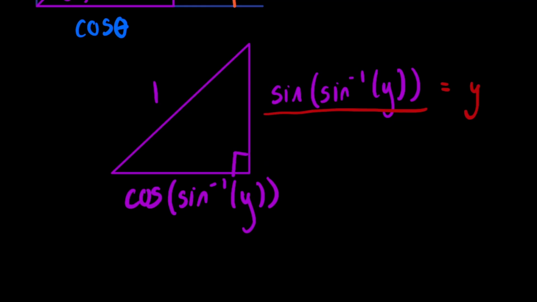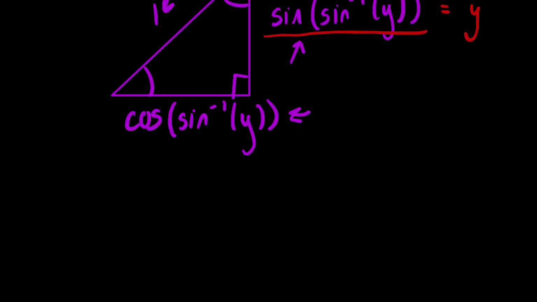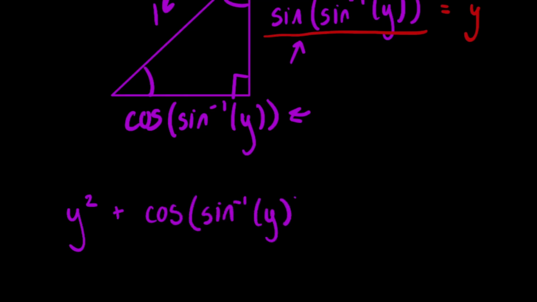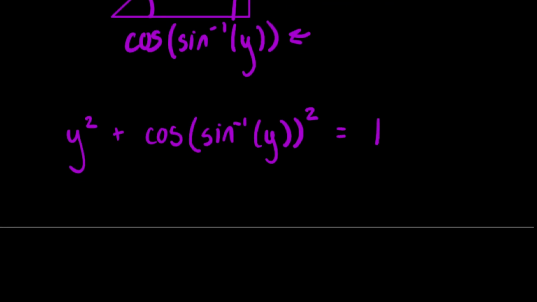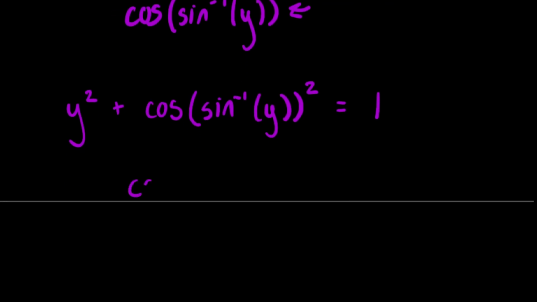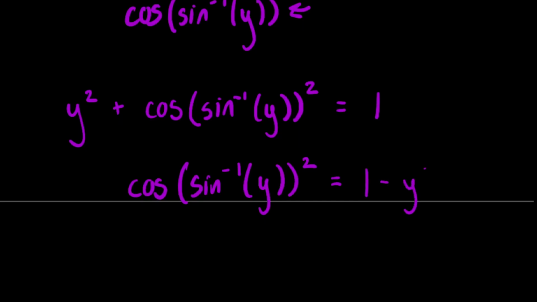Now, what you can recognize is that this here is a right triangle, which means that this side length squared plus this side length squared is equal to this side length squared. So we can say that sine of inverse sine of y, which is y, squared, plus cosine of inverse sine of y squared equals 1 squared, which is just 1. And then we can say that cosine of inverse sine of y squared equals 1 minus y squared.